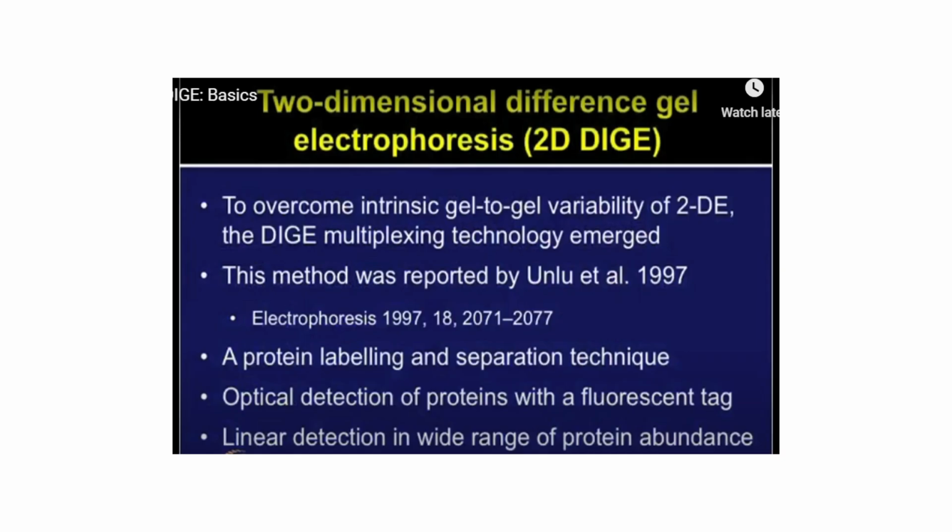You need a certain excitation wavelength, and it will emit a certain wavelength which can be detected. In a similar fashion, such proteins can be detected, and it is a linear detection in a wide range of protein abundance.